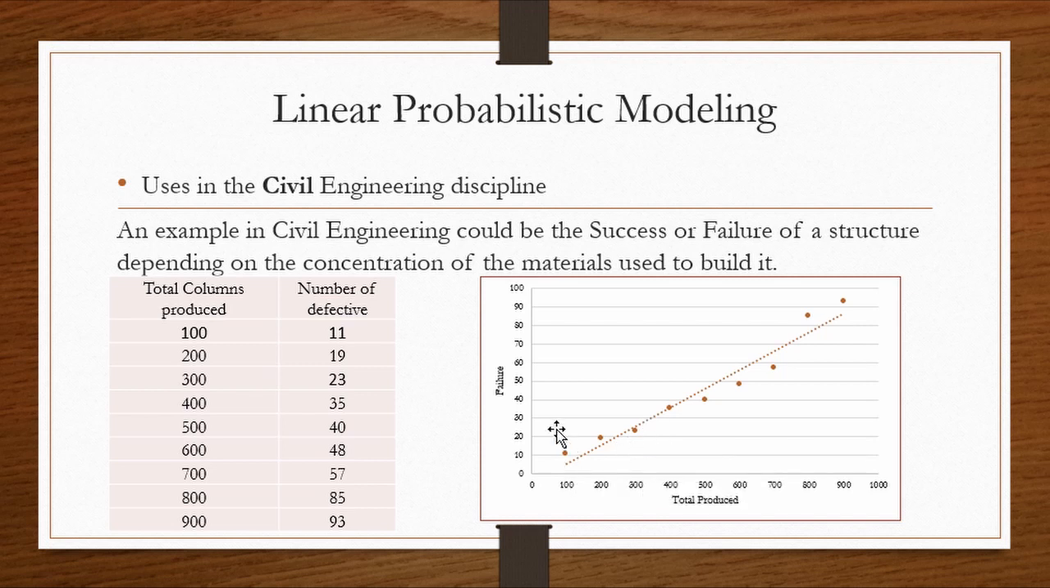The linear regression line, or line of best fit, accounts for error, and it will give us the equation where we can plot the number of columns being produced and have an approximation and expectation of how many of them are going to fail the test.